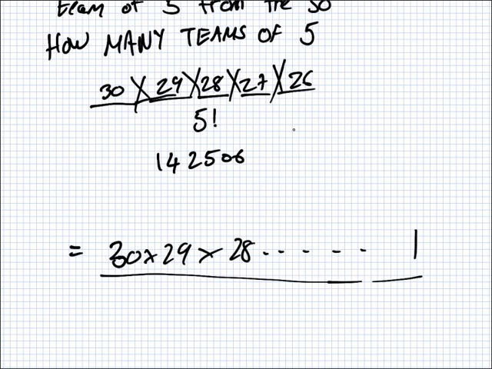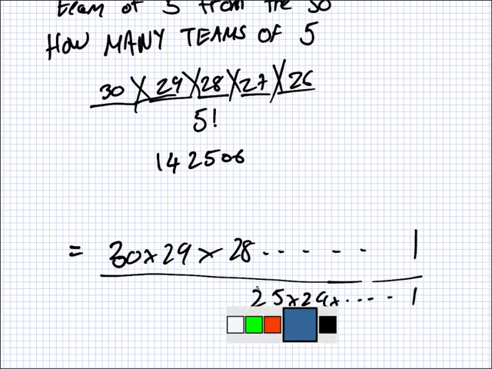But you don't want 25, 24, 23. So if I put 25, 24, etc. all the way down to 1, can you see that those will cancel up there? Leaving me with just 30 to 26 in the end. And I still need my 5 factorial.